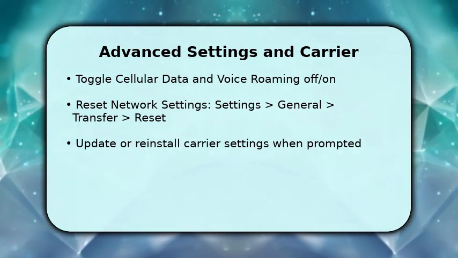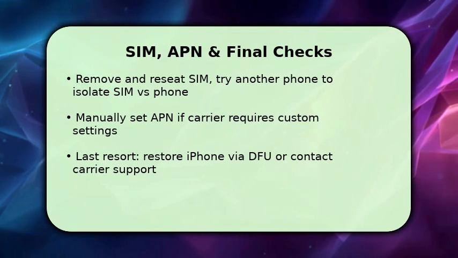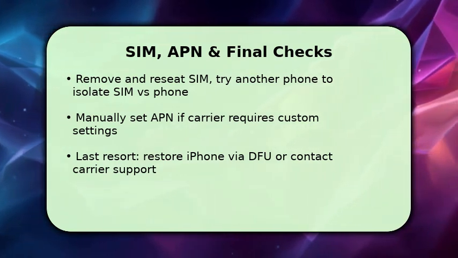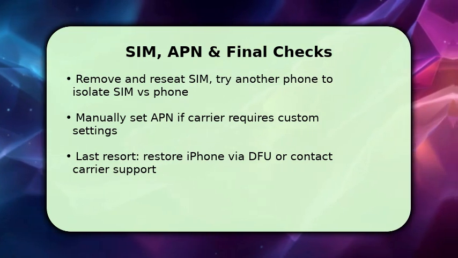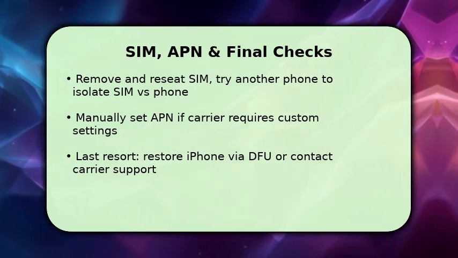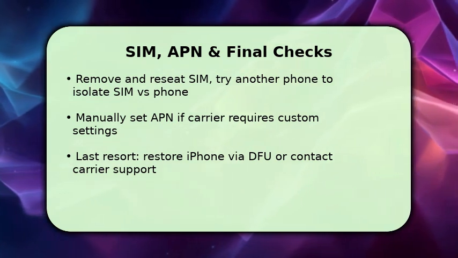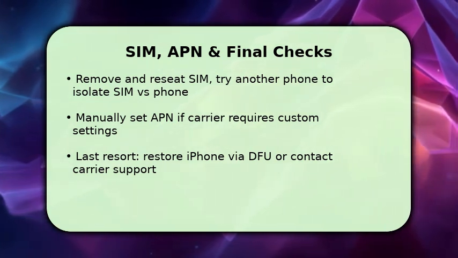Power down, remove the SIM and inspect for damage or debris, then reseat it firmly. Try the SIM in another phone to confirm it works. If data still fails, manually enter APN settings in Settings, Cellular Data Network, because incorrect APN blocks data.